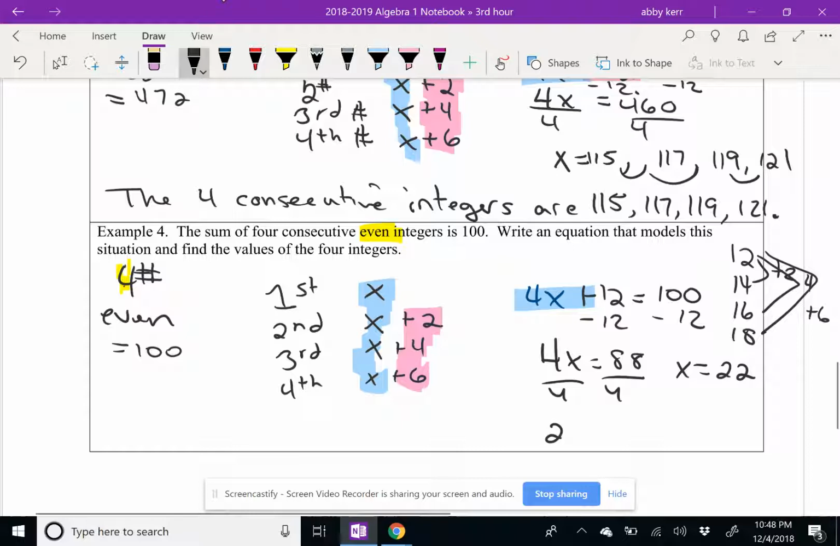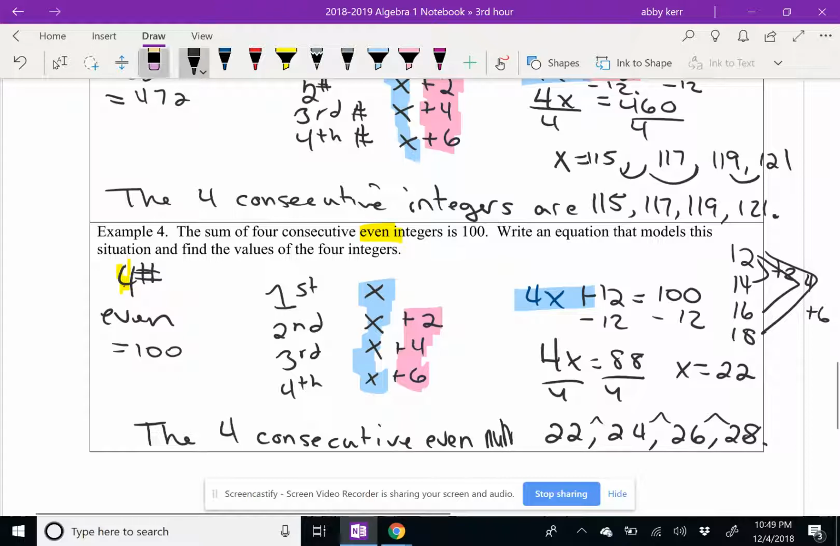And all you have to do is, what's our next number? 24. The next number after that's 26. The next number after that's 28. I know that because I'm skipping the odd number. So you can say the 4 consecutive even numbers are those 4 numbers.